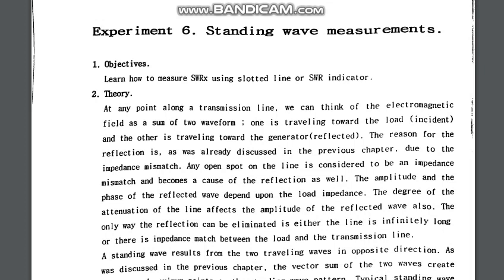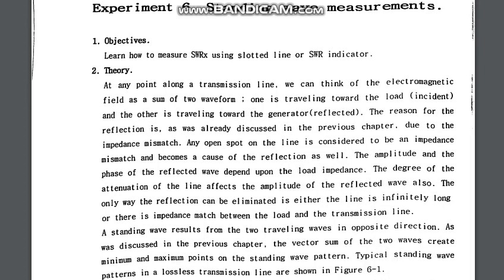of two waveforms. One is traveling toward the load, and the other is traveling toward the generator. The reason for the reflection is, as was already discussed in the previous chapter, due to the impedance mismatch. Any open spot on the line is considered to be an impedance mismatch and becomes a cause of the reflection as well. The amplitude and the phase of the reflected wave depend upon the load impedance.